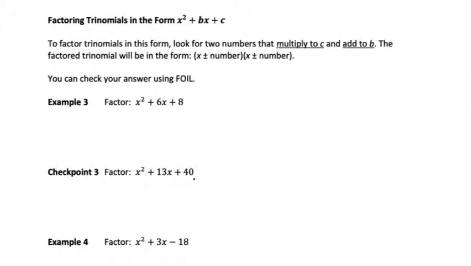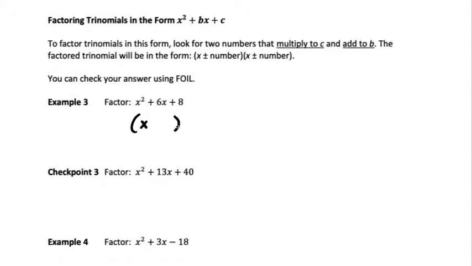Our last topic for this video is factoring trinomials in the form x squared plus bx plus c. So we do not have a number in front of x squared. We're looking for two numbers that multiply to c and add to b. C is the number that's by itself, and b is the coefficient of x. The factored trinomial will be in the form of two binomials, two terms, two sets of parentheses: x plus or minus a number and x plus or minus a number. And we can always check these using FOIL.